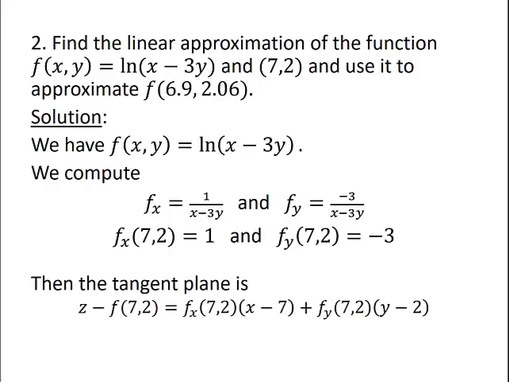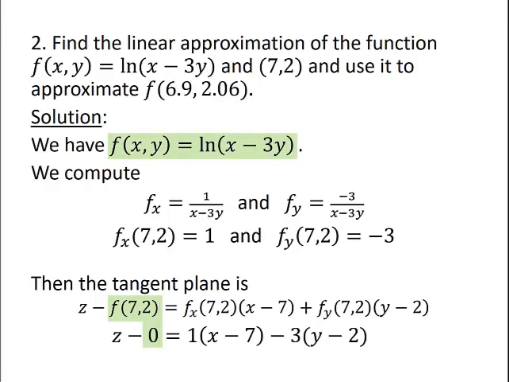Here is our equation of the tangent plane. So we're going to plug in our points. Notice that if we evaluate the function at (7, 2), we get the natural log of 1, which is 0. And of course, our x naught, y naught were the point (7, 2). And then we include our partial derivatives evaluated at our point, so 1, negative 3. So our tangent plane becomes z equals x minus 3y minus 1.